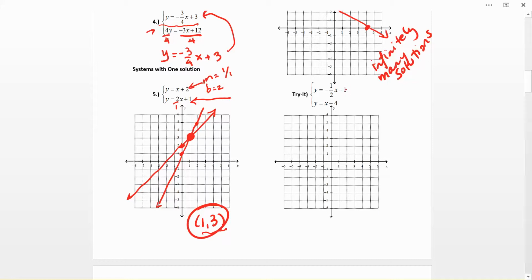Just as one last example, if you want to pause the video and give this one a whirl, see how you do, and then you can let it roll. I will go through this a little bit quick, and you can see how you did.